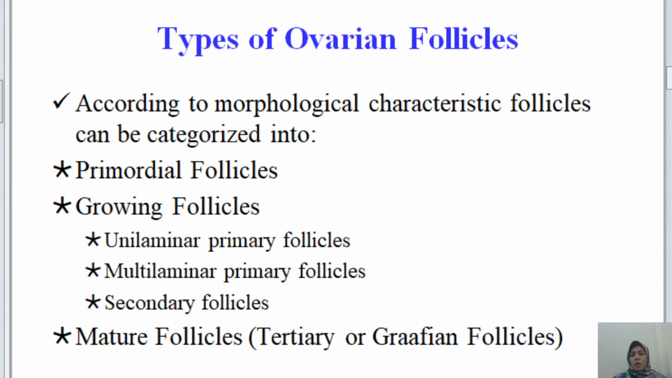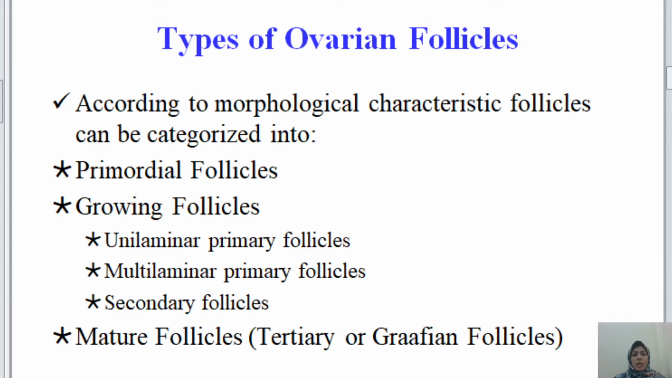Now, I want to say that the types of ovarian follicles, according to morphological characteristics, can be categorized into three types. But in some books, they categorize it into four types. Here, I explain the three types of ovarian follicles, and these include the primordial follicles, growing follicles, and mature follicles or tertiary follicles.